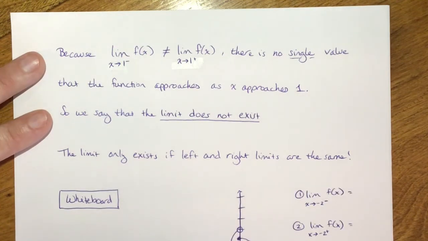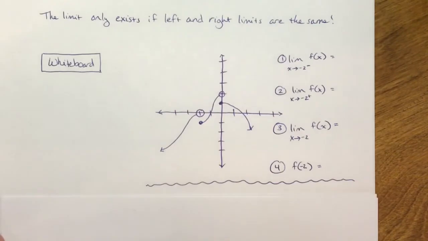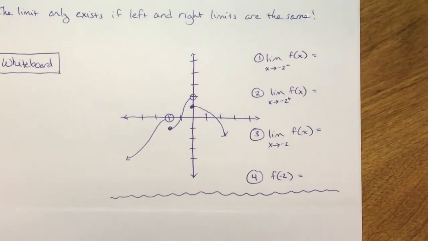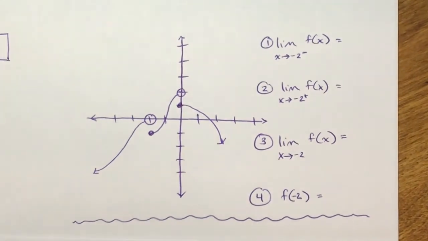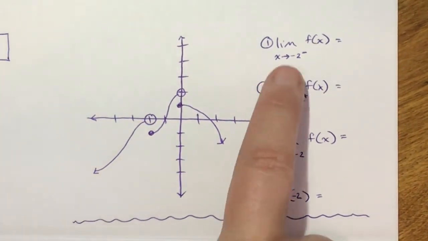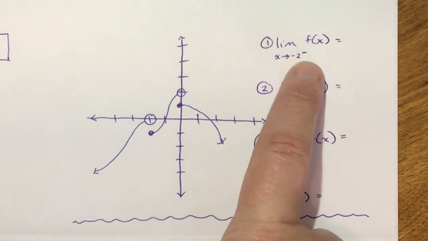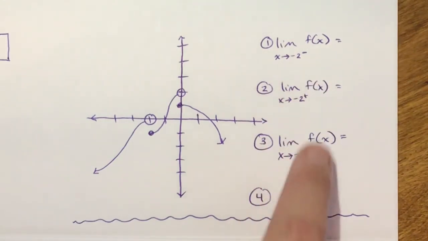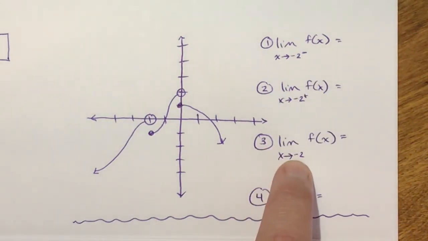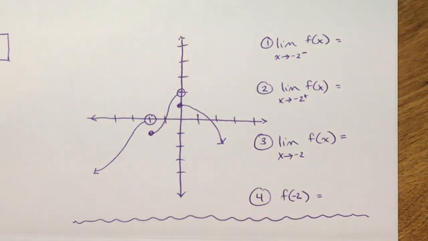Okay, so I would like you to take a moment here, pause your video, and try this whiteboard problem. I really want you to use this graph to find the limit as x approaches -2 from the left, the limit as x approaches -2 from the right, the limit as x approaches -2, and then the function value at -2.